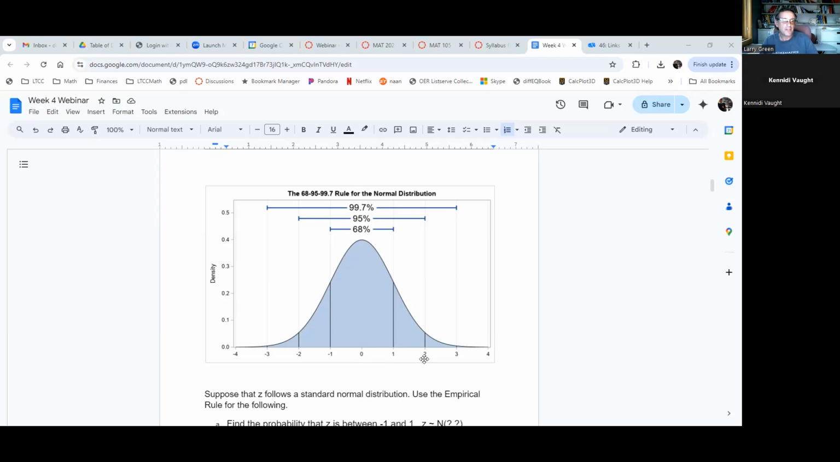95% is between -2 and 2. And 99.7% is between -3 and 3. Any questions on the picture?